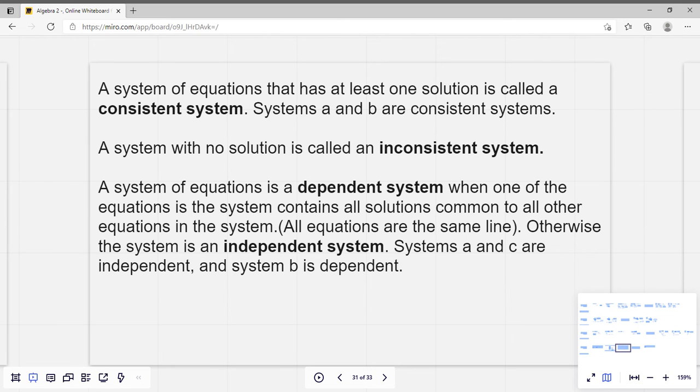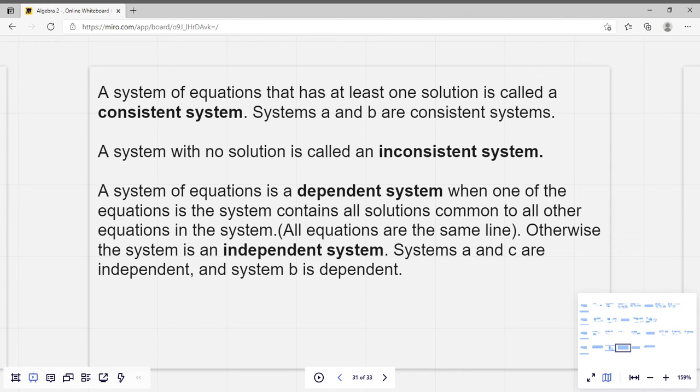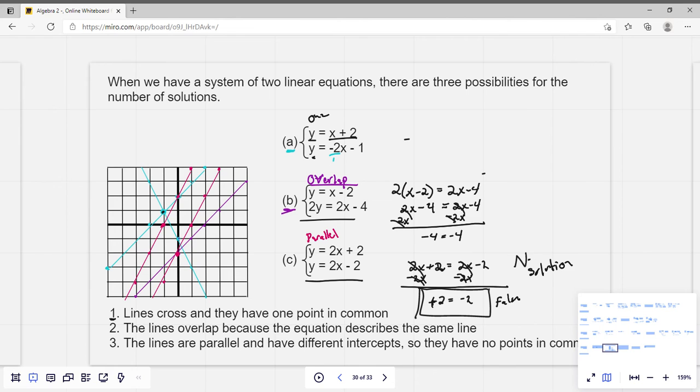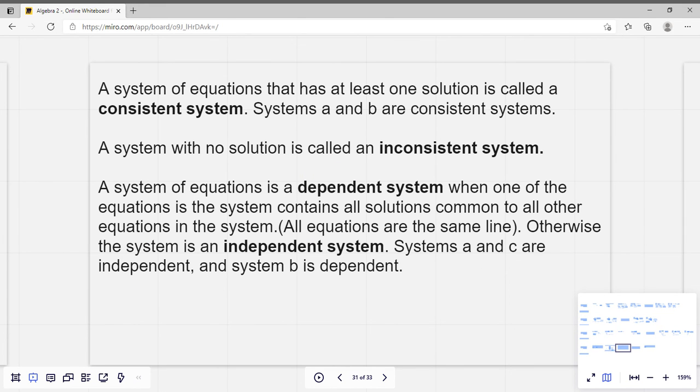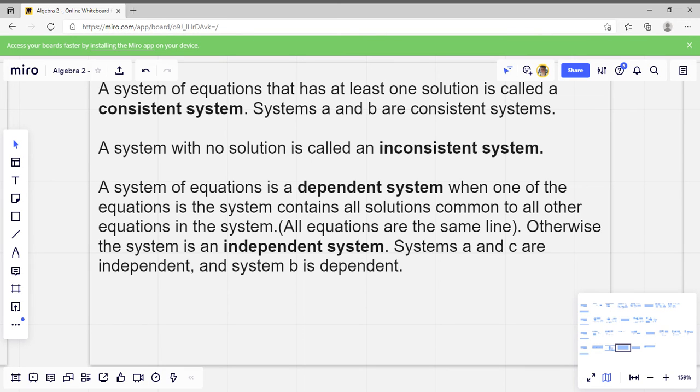A system of equations is a dependent system when one of the equations in the system contains all the solutions common to the other equations. All equations are the same line. Otherwise, the system is independent. So this middle one is a dependent system. Okay? Dependent system, when one equation, they all depend on that one line. All equations are the same line. Otherwise, the system is an independent system.